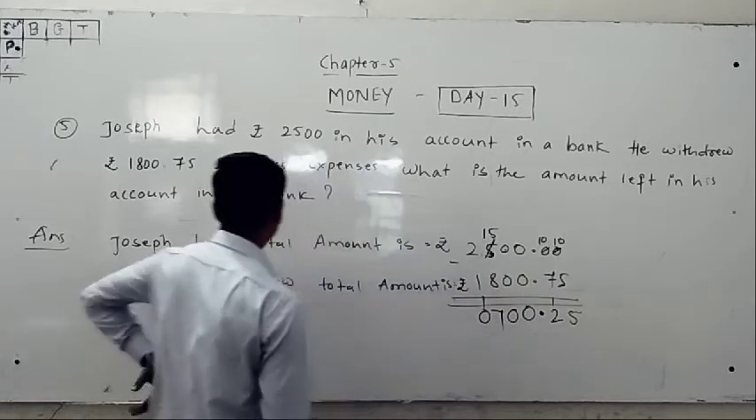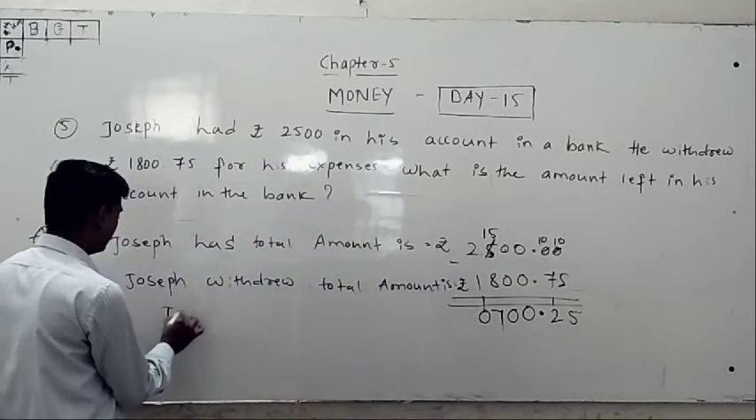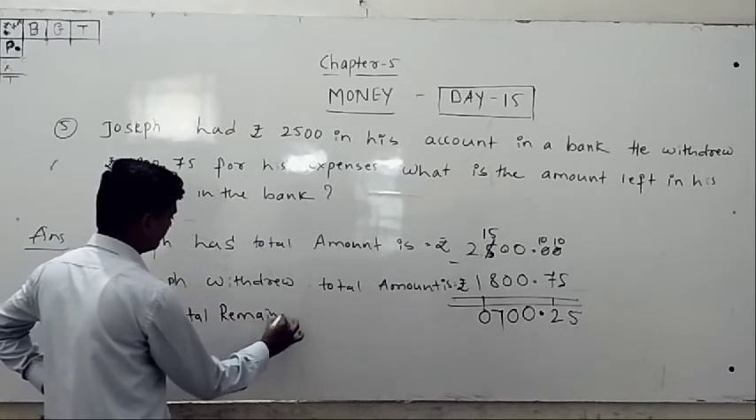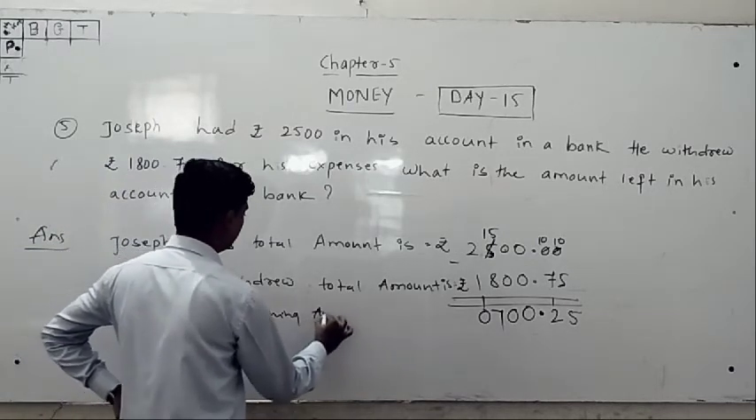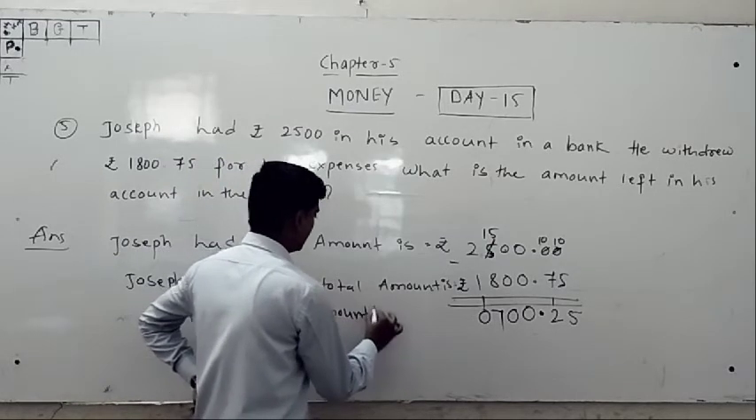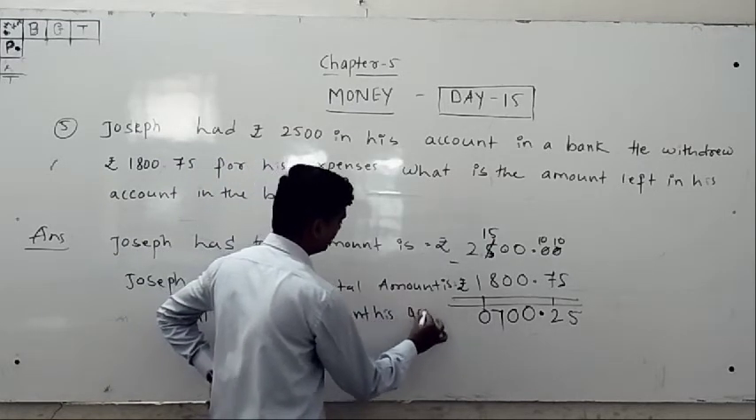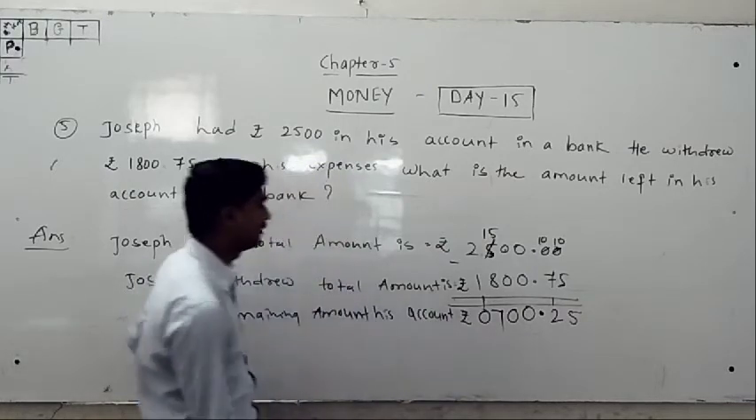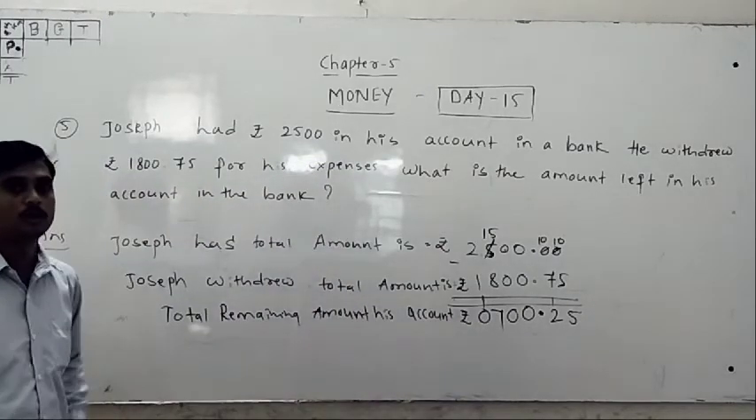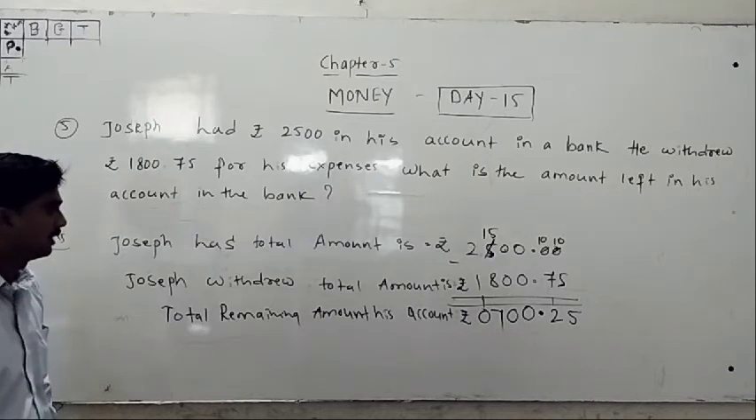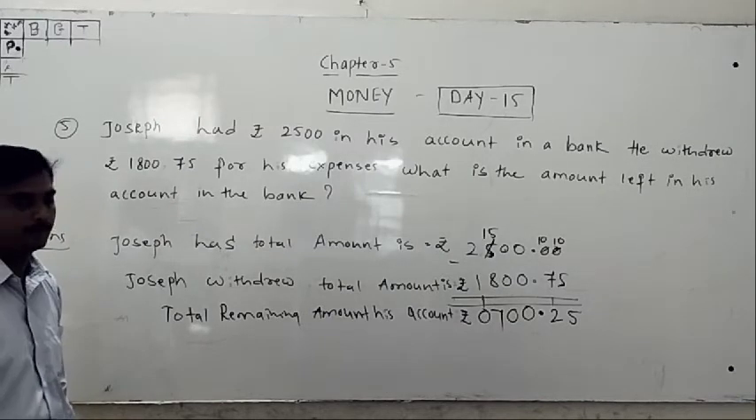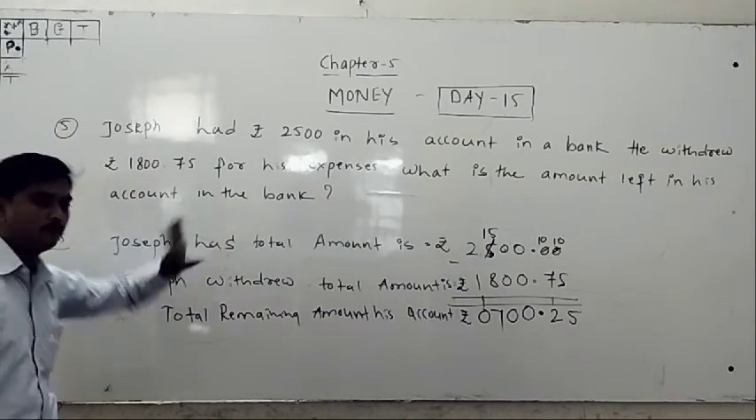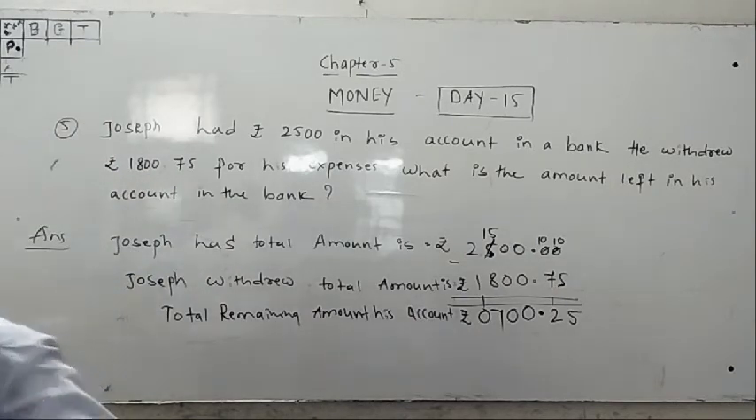Then total remaining amount in his account, rupees 700.25. Okay, write down this one. This one write in red pen and this one write in blue pen. Okay, write down fast.